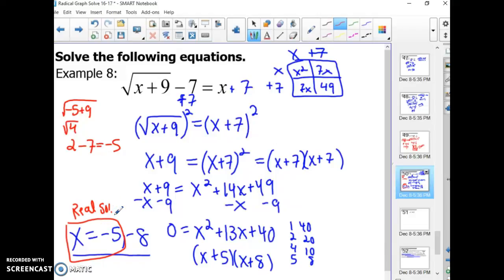So let's come over here and let's check our negative 8. So when I plug that in, negative 8 plus 9 gives me 1. The square root of 1 is 1. 1 minus 7 gives me a negative 6, and that is not negative 8. So x equals a negative 8 is an extraneous solution.